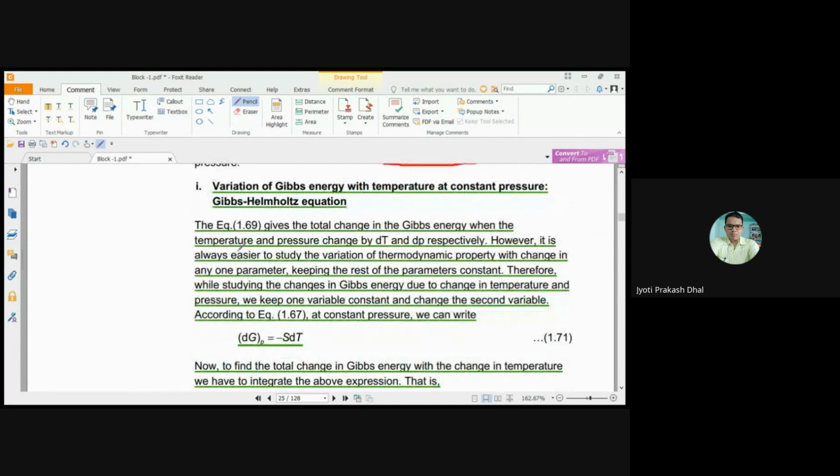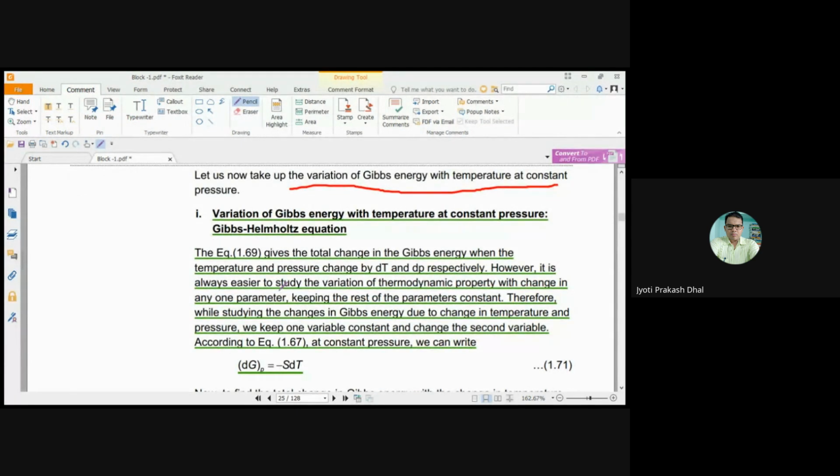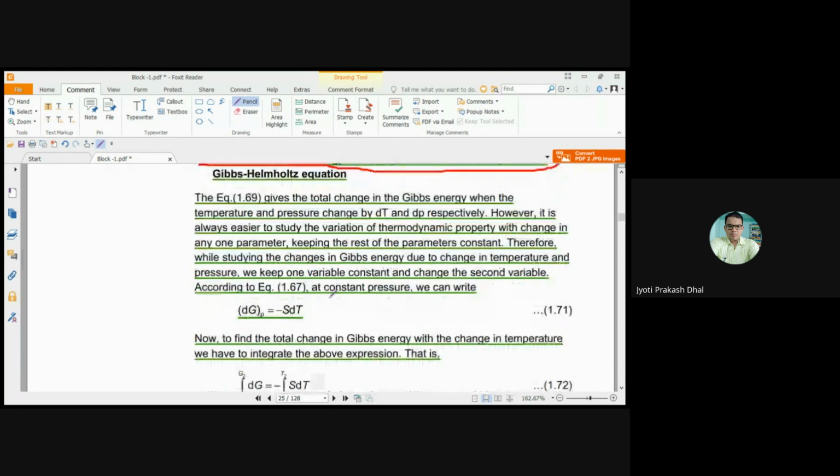So here we will discuss the variation of Gibbs energy with temperature at constant pressure, because at constant pressure we use Gibbs energy. This variation of Gibbs energy with temperature at constant pressure is given by an equation called the Gibbs-Helmholtz equation. This is another long question.